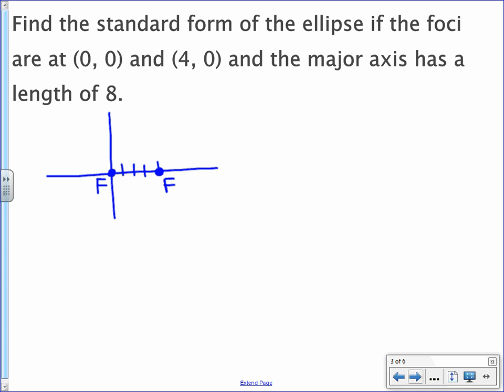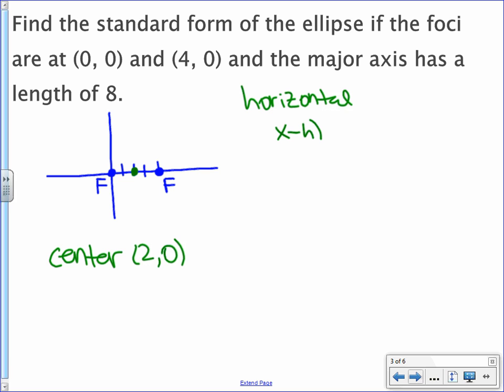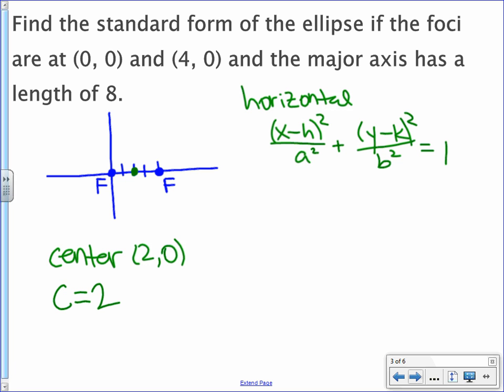Can we determine the center if we have both foci? Okay, where's our center? So our center is at (2, 0). This also means what about our ellipse? What direction is it? This is a horizontal ellipse. All right. One more thing we can pick out from this picture before we worry about the major axis.